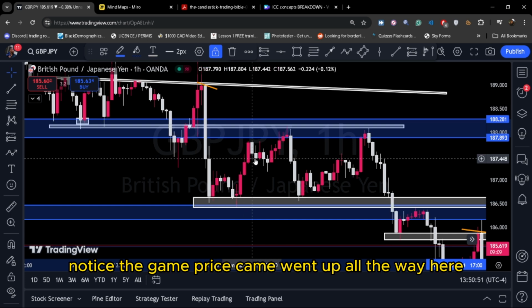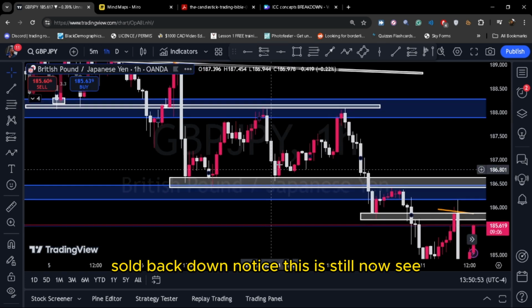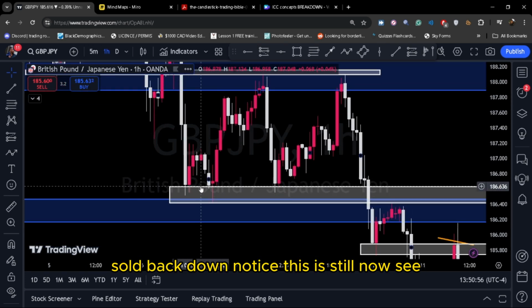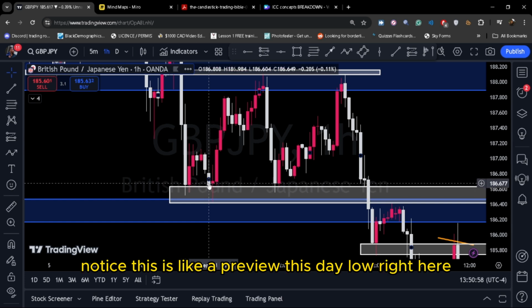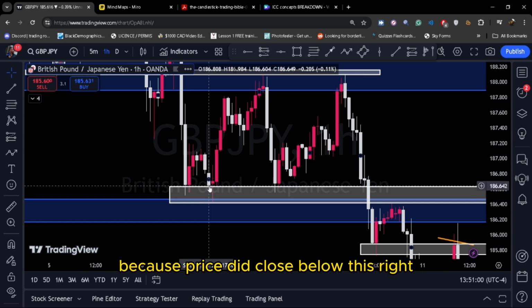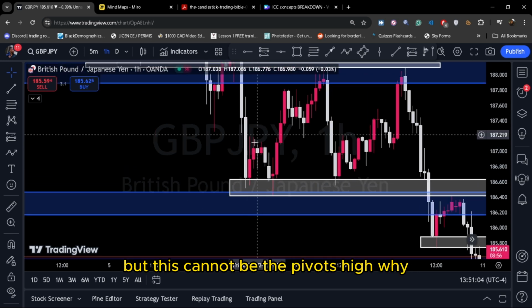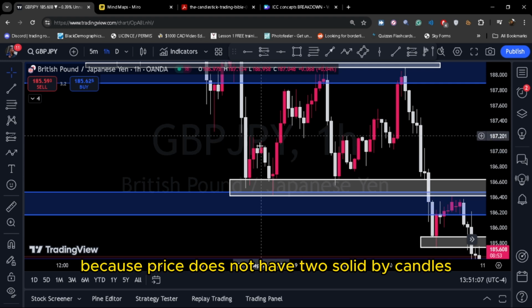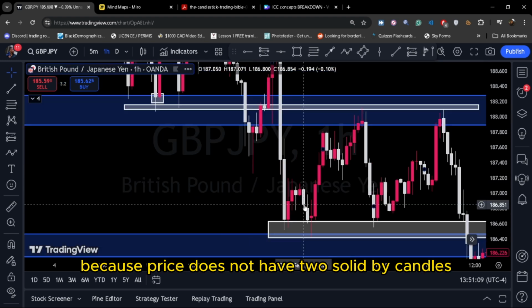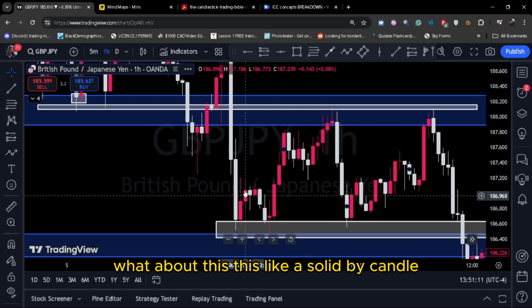Notice again, price went up all the way here, then sold back down. Notice, this is like a preview. This is a low right here because price did close below this, right? But this cannot be the pivot high. Why? Because price does not have 2 solid buy candles. Now you might say, oh, what about this? This is like a solid buy candle.